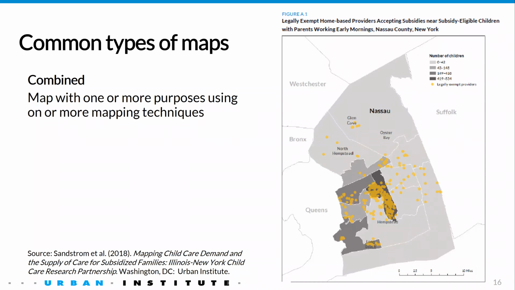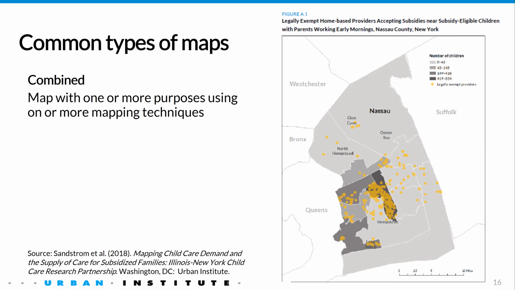Data on the supply of legally exempt home-based providers come from New York State subsidy program records, while data on demand among such subsidy-eligible children with parents working early mornings come from our estimates using a 3-year file of the American Community Survey. As you can see, the map shows the greatest number of legally exempt home-based providers clustered with the greatest number of subsidy-eligible children with parents working early mornings. Both supply and demand are concentrated in the southwest section of Nassau County.